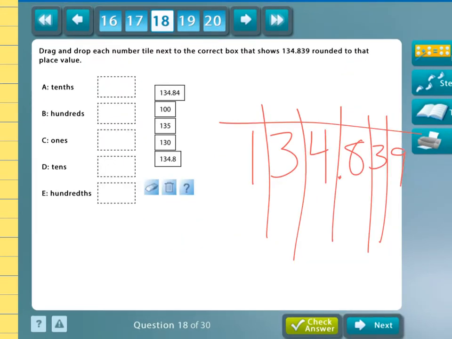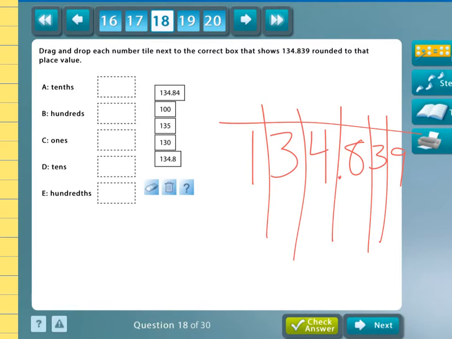This question is a multiple part question where they're asking us to round the same number to various places. So strategy here is find the place you're rounding to, look to the right, round up to that place, or round down. So if they ask us to round to the tenths place, we find the tenths, we look to the right, there's a number less than 5, so that number is just going to round to 134.8. It's going to round down.